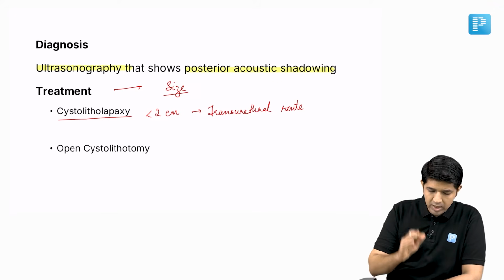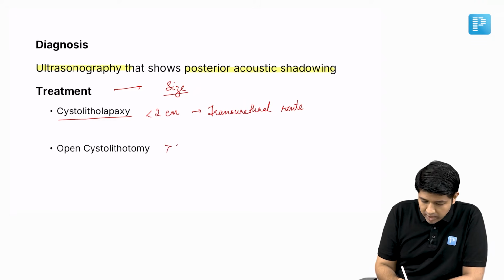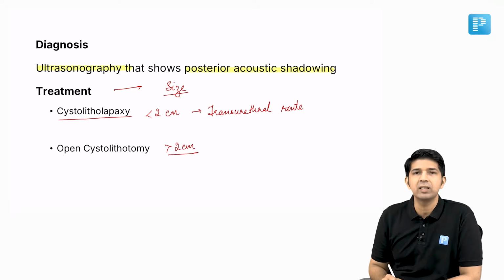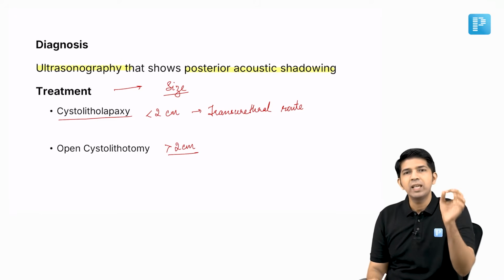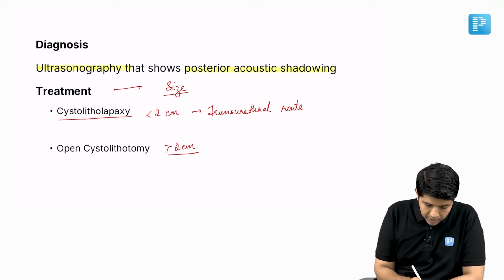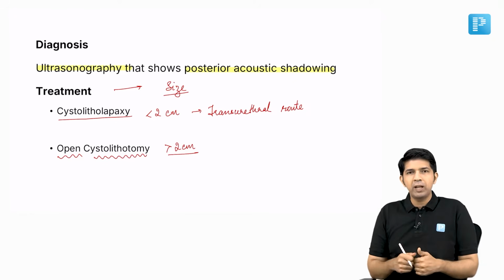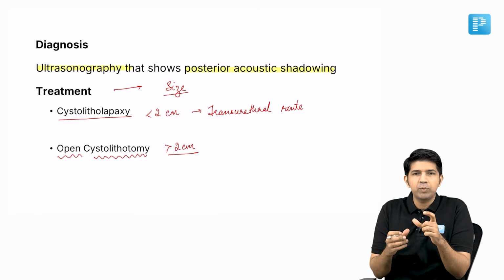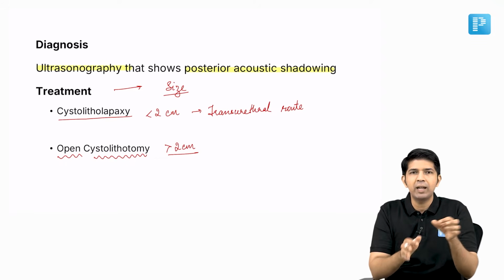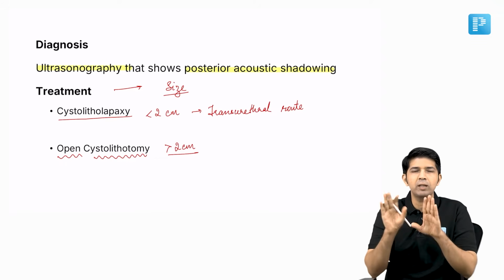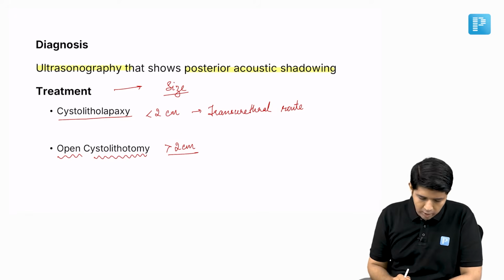That is what we call a cystolitholapaxy. On the other hand, if the stone size is more than 2 centimeters, then it becomes very difficult for you to even hold the stone and crush the stone. In such a scenario, it is better to do an open surgery, and that is called an open cystolithotomy. That means almost like a mini laparotomy. Make a small incision, isolate the bladder, pick up the bladder, make an incision on the bladder, open it, remove the stone, close the bladder, close the abdominal wall, and get out. That is what we call an open cystolithotomy.